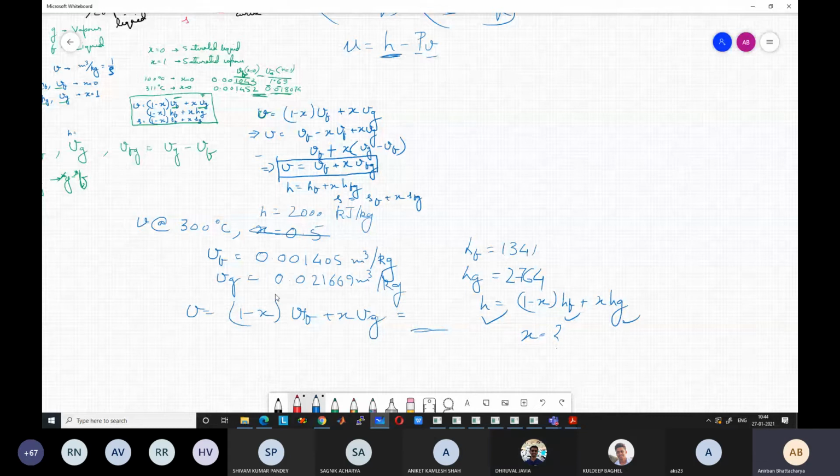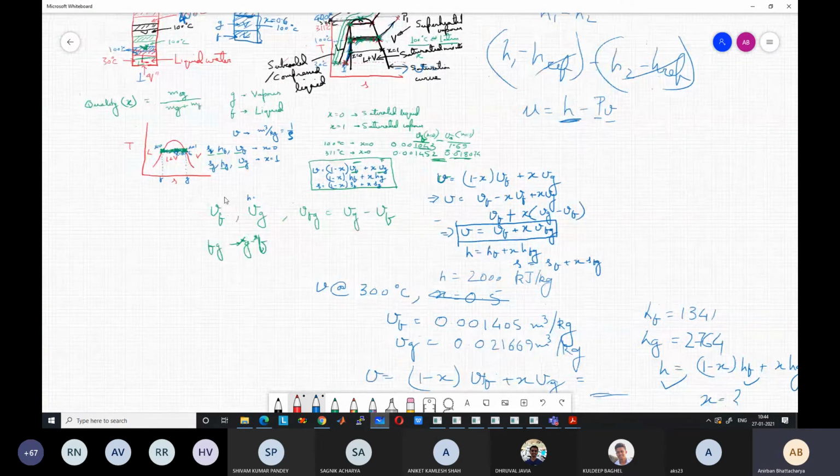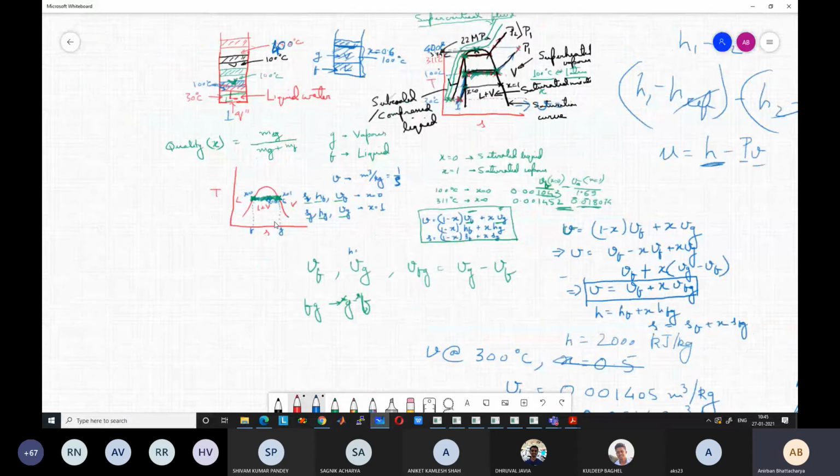So if any other property is given, you can again find the quality. It is not that only quality needs to be given. But what I mean to say is that within the two-phase region, you cannot have just temperature and pressure. One extensive property is required to find the state. If only temperature and pressure are given, you will not be able to find the state. You cannot say whether this is this point or this point or this point. You need either quality or enthalpy or specific volume, some other property.